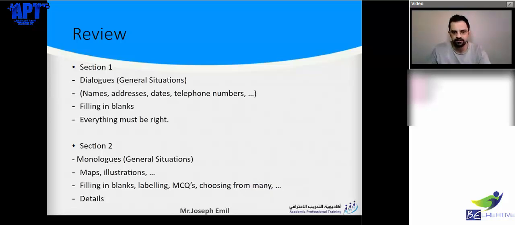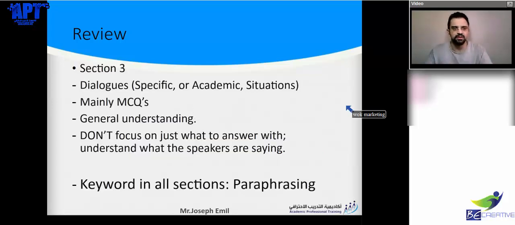Paraphrasing, which is saying a sentence with the same meaning, saying the same piece of information, the same meaning in a different sentence. All right, let's not waste any more time here. Let's go on to section 3 now.